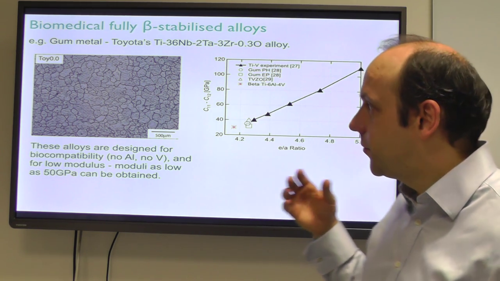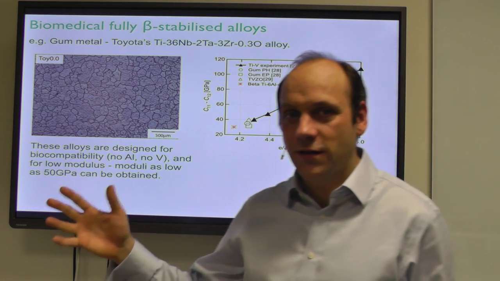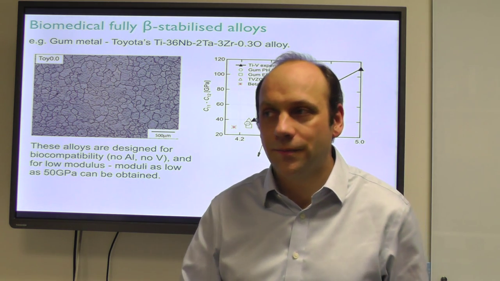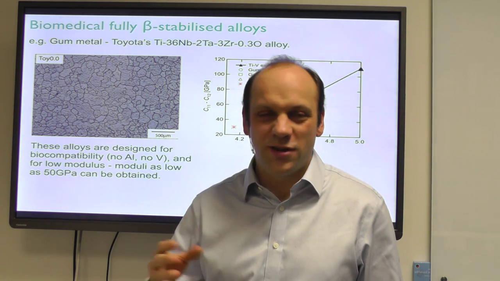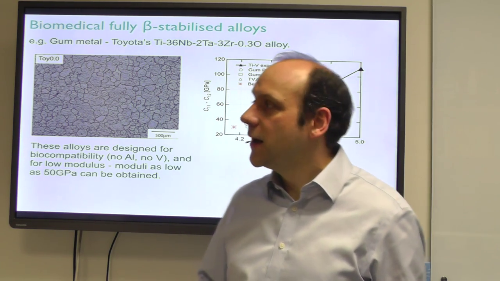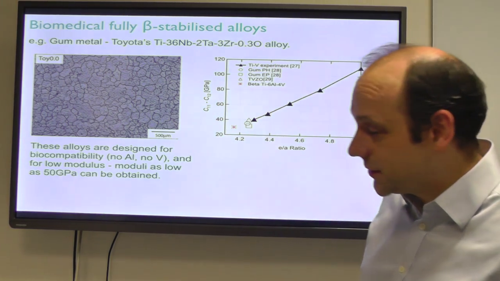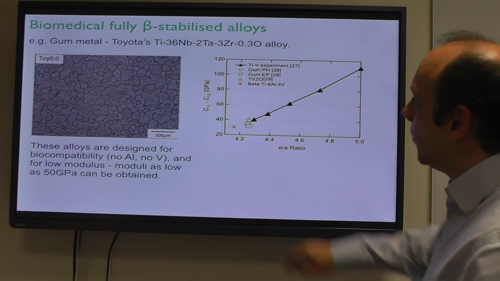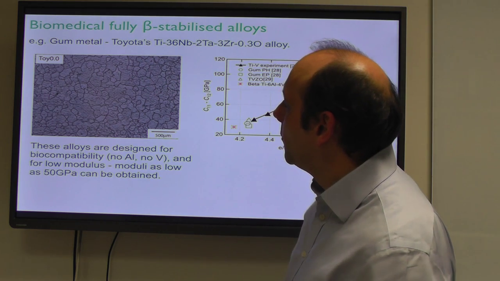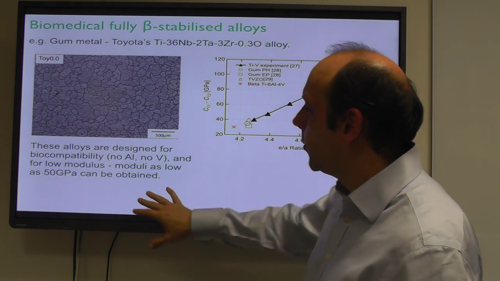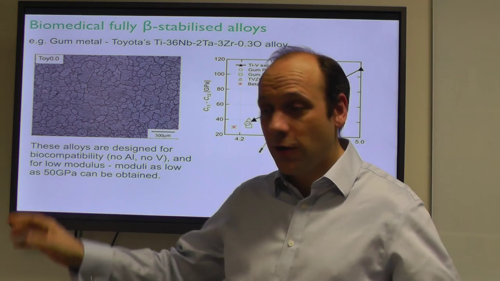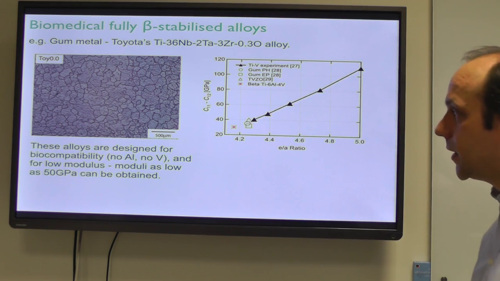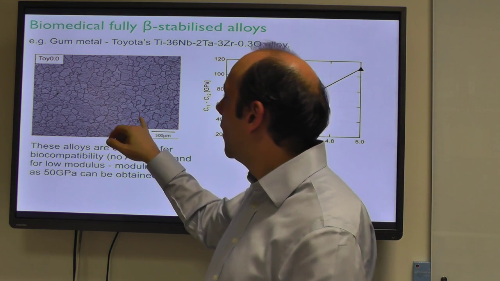So in order to address that, you need to have lower modulus implant structures, which takes you down the road of using foams, which the bone could also grow through, and it takes you down the road of using lower modulus alloys. So these alloys are aluminium and vanadium free alloys for biocompatibility with lower moduli. So normal titanium's got a Young's modulus of about 100 GPa. These have moduluses as low as 50 GPa. You can have them with quite fine grains.